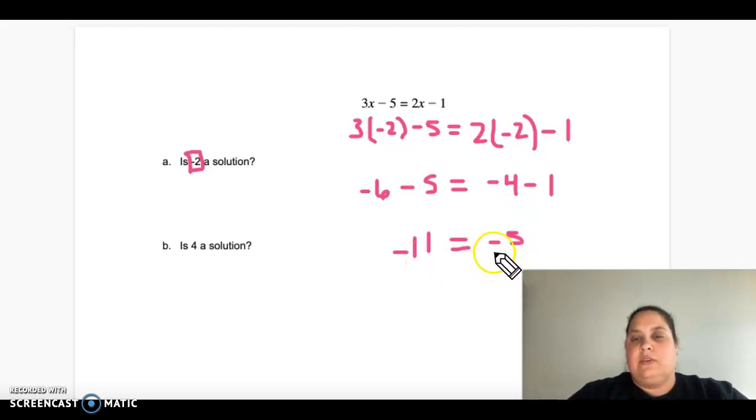Now, obviously, these two numbers are not the same. -11 is not the same thing as -5. Therefore, this is not a solution. So the answer is no.